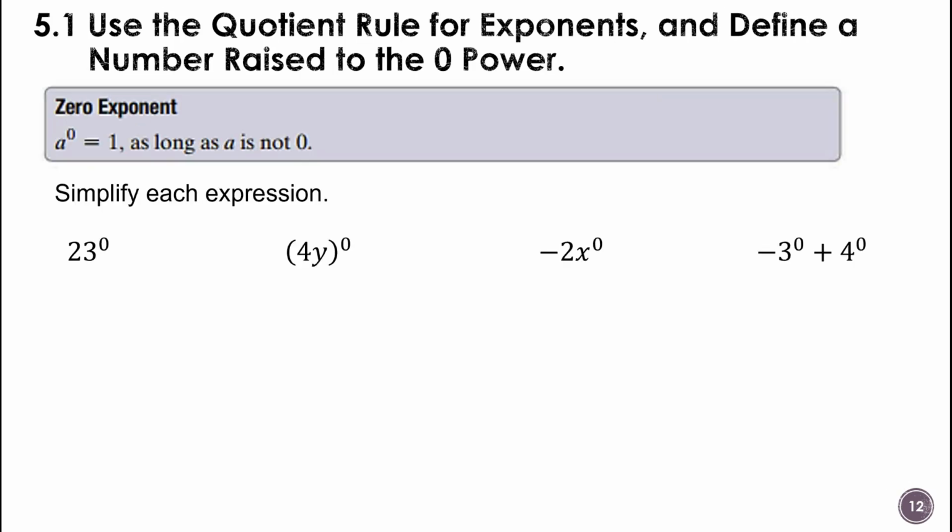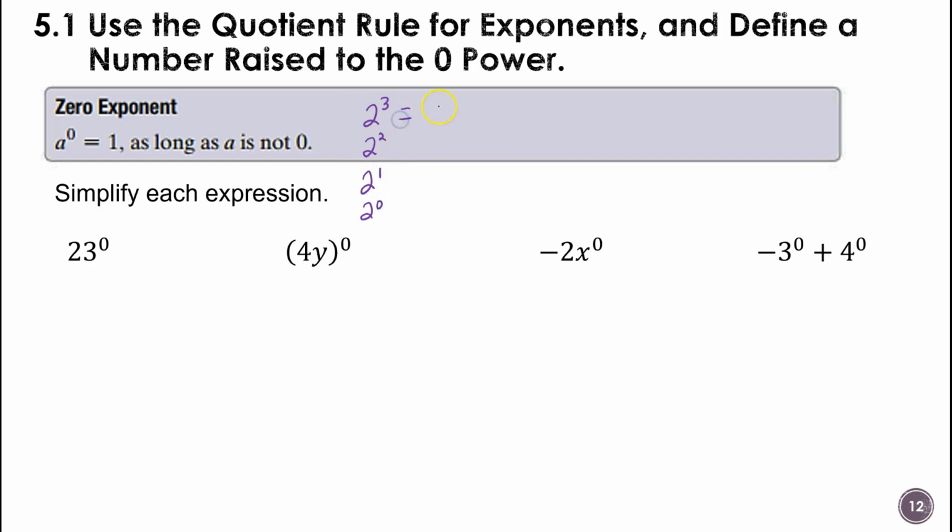Okay, the 0 exponent. Basically, we can take anything to the 0 power and get 1, except 0, because 0 to the 0 is undefined. Why this is true has to do with a quick process I'll show you to explain what this means.